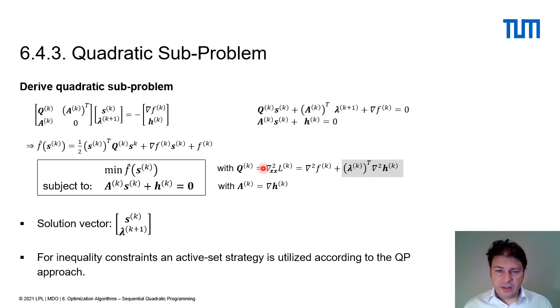So please note that the Q matrix is not the Hessian of the objective function, what one might think. You could think of the quadratic subproblem being the problem that you obtain when you approximate f as a second order Taylor series, and then just take Q as the Hessian, but that's not the case. What we are doing is we're approximating the Lagrangian function, and therefore we also have these expressions in the Q matrix.